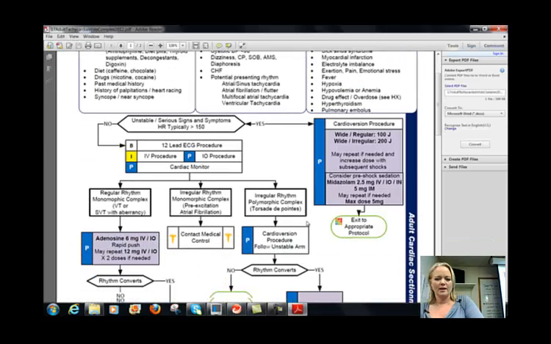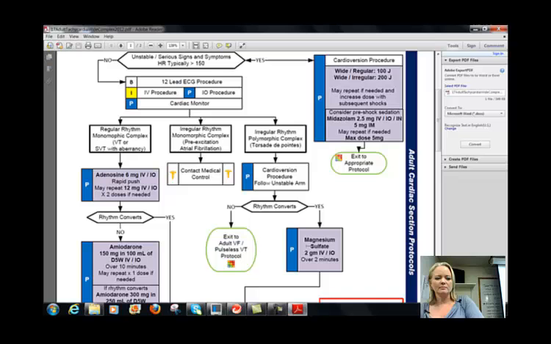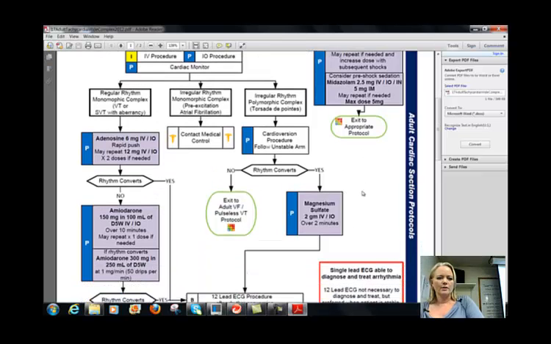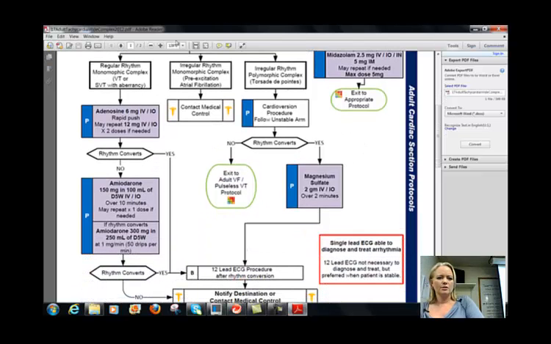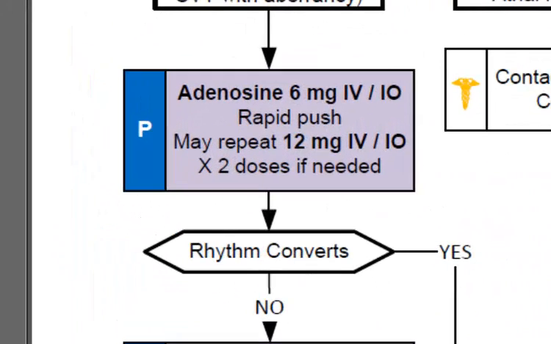Okay, so wide complex tachycardia. For this one, it's divided into regular or irregular, just like on the other one. The regular complex is going to get adenosine, and the reason for that is that it's really difficult to tell VTAC from SVT with aberrancy.